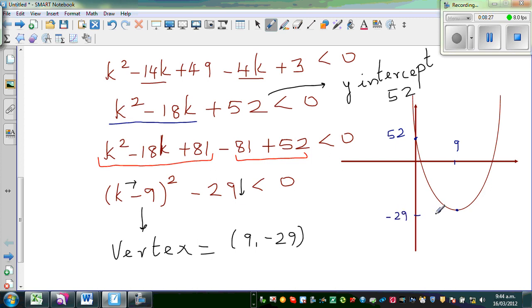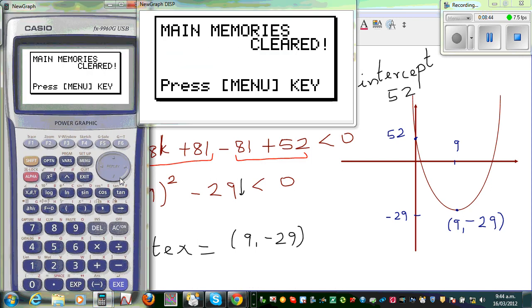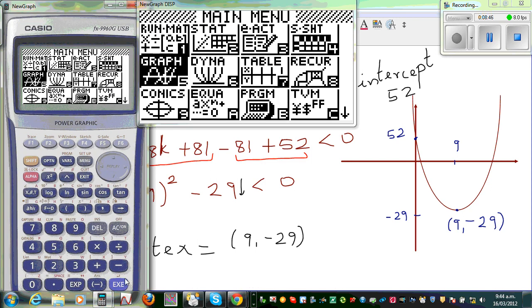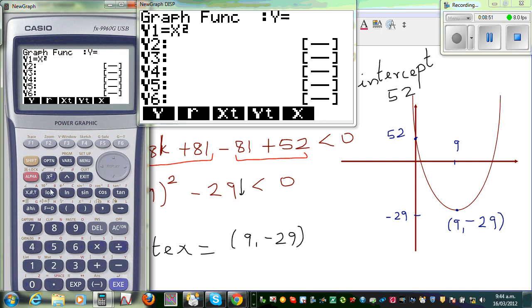So let us confirm that on a calculator. This is 9 comma minus 29. So these are the two things that I can say from my equation. Let me get my graphing calculator out. So menu and graph. The equation was x squared instead of k squared. You can write x squared minus 18x plus 52.